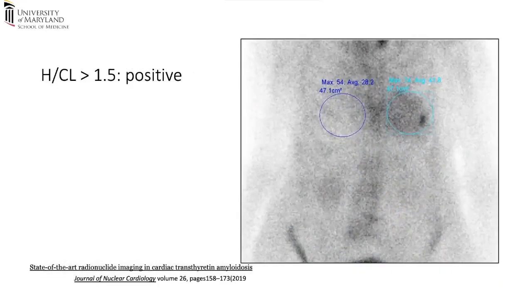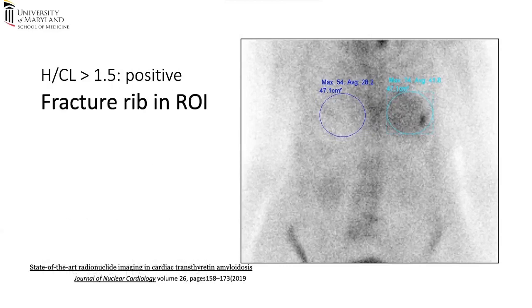All right, here's another example. This was taken out of State-of-the-Art Imaging. This was in JNC. Another nice example. Just to show the example, when we're looking at this region of interest, we're counting all the counts. We've got a rib fracture here. That goes into the count number. That changes our region of interest. So by heart to contralateral lung, it's greater than 1.5. Oh, he's got it. Maybe not. There's a rib fracture. And count that when you're making your reports.